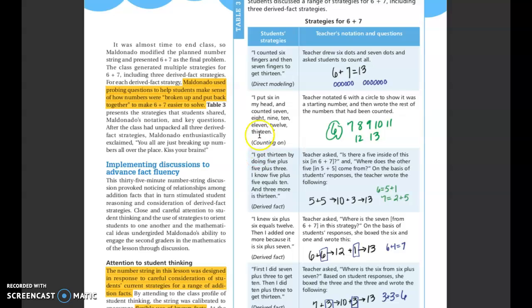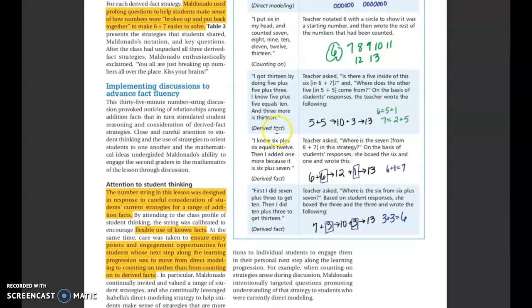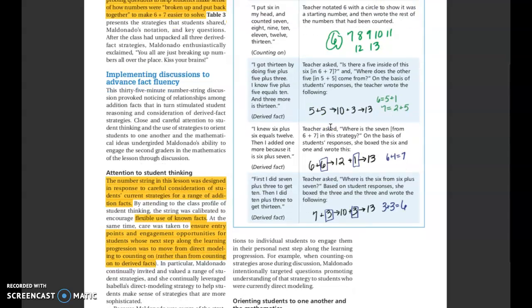And you can see that students use different strategies, such as direct modeling and counting on their fingers. The student used counting on, and then the next three were from derived facts. You can see her notations here. She used an arrow notation so that she didn't model an incorrect way for the equal sign.